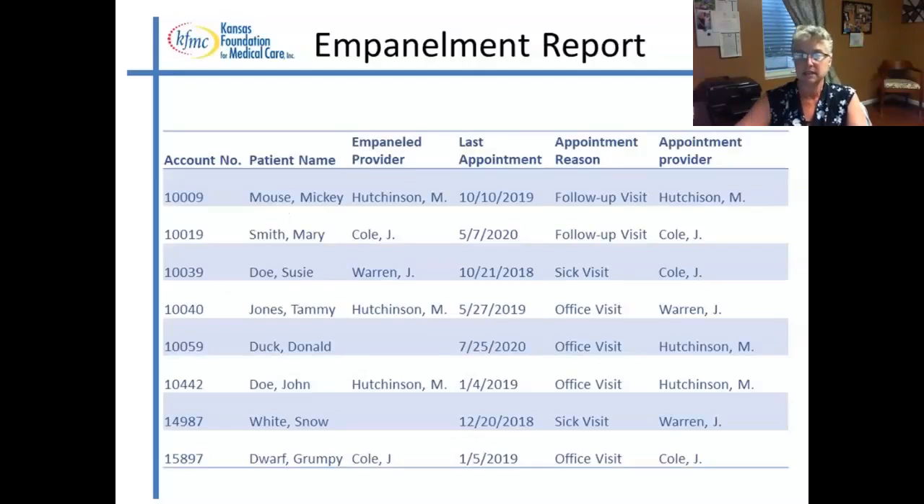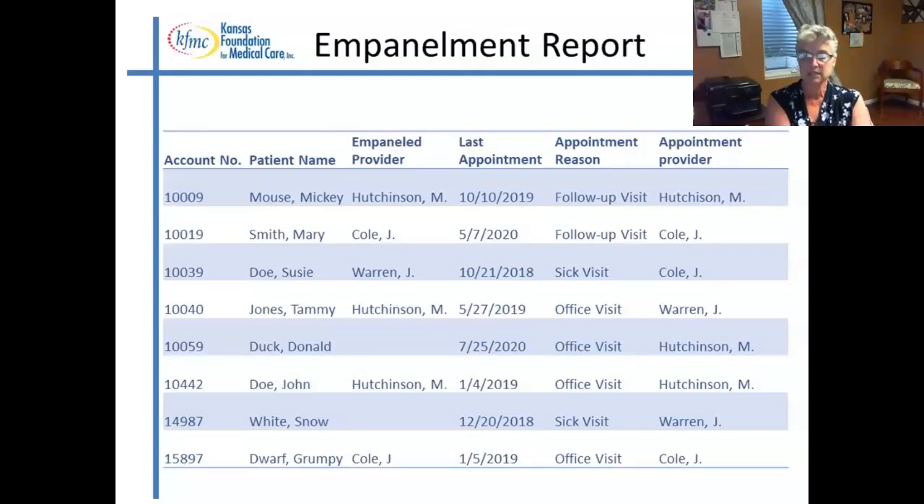So this is an example of an empanelment report. It is currently filtered to only look for patients with a visit in the last 24 months. We can see from this report that only 2 of the patients on the list do not have an empaneled provider. In your EMR report, this very likely could be worded as a PCP. It may not actually be worded as empaneled provider.